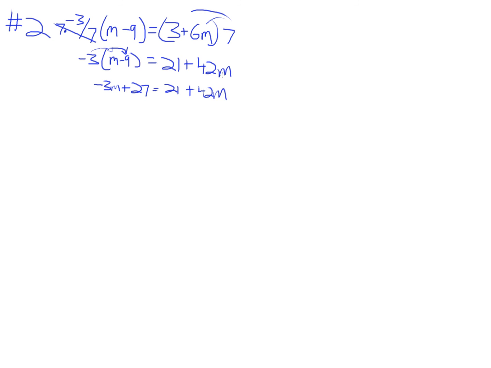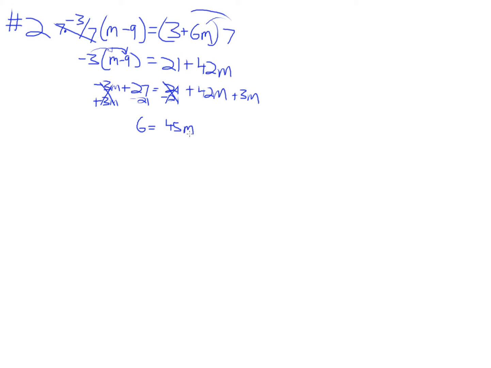Now I want to start combining like terms. So I want to get the m's together and then the whole numbers together. So I'm going to subtract 21 from here, subtract 21 from here. So this side it cancels out, and on this side I'm going to add 3m here, so that cancels, and then I'm going to add 3m over here. So now when I combine like terms, I've got 27 minus 21 gives me 6, and then on this side I've got 42 plus 3 equals 45m.